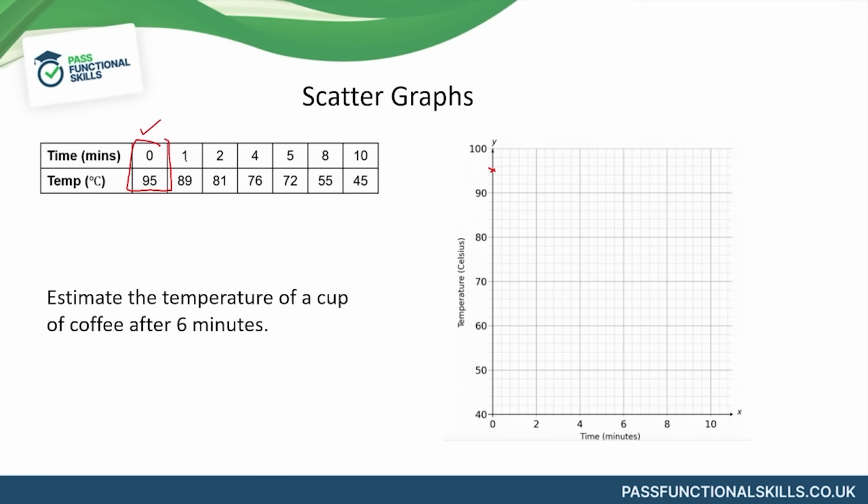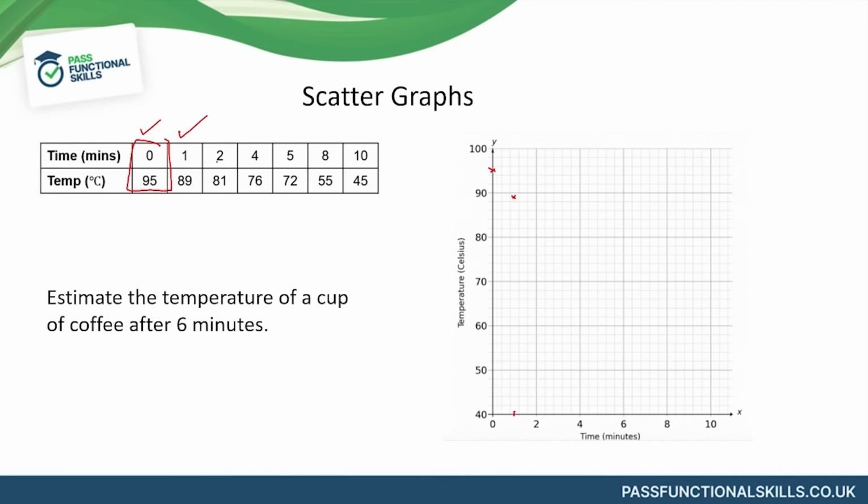Okay, this one's done. Now 1 minute, 89. So 1 minute is going to be halfway between 0 and 2. So rather annoyingly, it's between these 2 lines here, and we want to plot 89, which annoyingly is going to be halfway between 88 and 90. So it's going to be right in the middle of that square there. Okay, that one's been done.